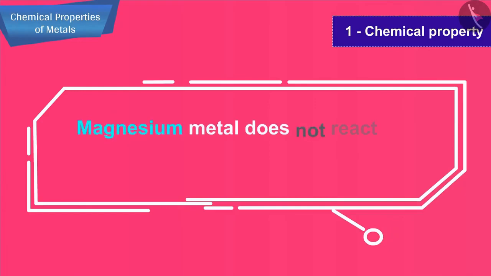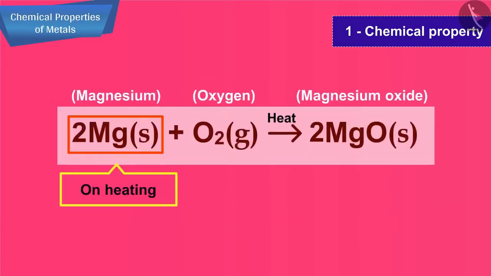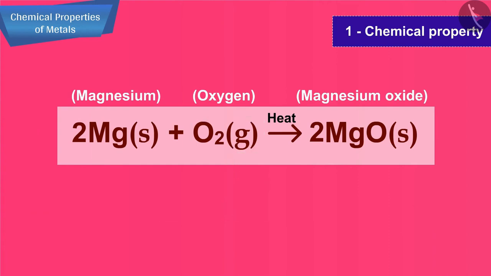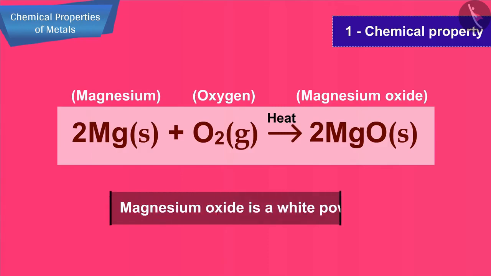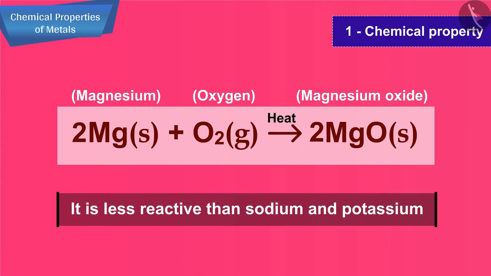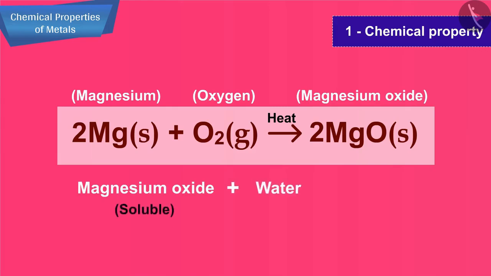Magnesium metal does not react with oxygen at room temperature, but on heating, it burns in air, giving intense heat and light to form a basic oxide called magnesium oxide, which is a white powder. Since it required heat for the reaction to occur, therefore, it is less reactive than sodium and potassium. And also, the product is magnesium oxide, which is partially soluble in water, so it is a base.